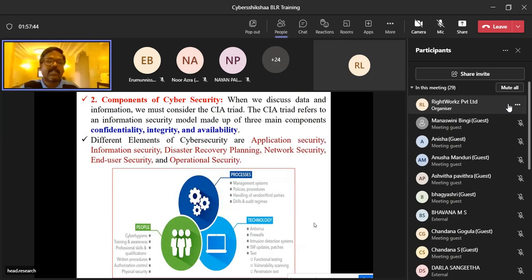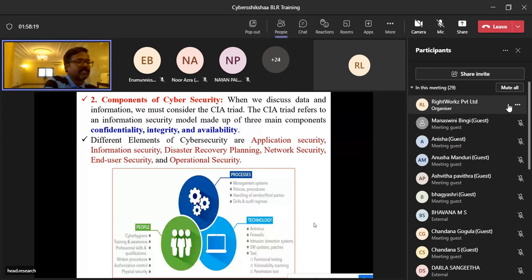Then the second concept of introduction to cyber security: what are the components of cyber security? When we discuss data and information, we must consider the CIA triad. The CIA triad refers to information security. We must consider the information security models made up of 3 main components: confidentiality, integrity and availability. So this is called the CIA triad.